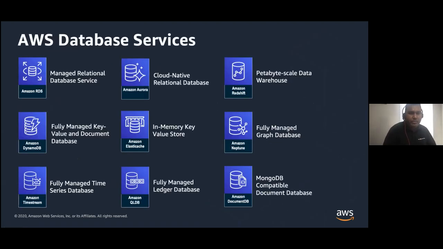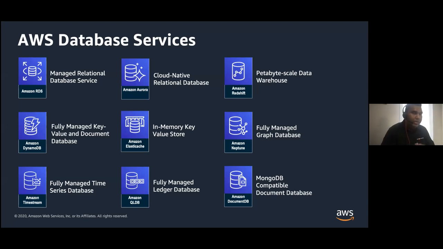So, AWS database services. As you may know already, there are quite a few AWS database services. There are the managed relational database services. There are also cloud native relational database services, so I'll go over the difference between the two. The petabyte scale data warehouse is mostly for data warehousing and how you can scale up to petabytes in seconds, in minutes. Then there's also the fully managed key value and document database, which is Amazon DynamoDB. Then we also offer an in-memory key value store with Amazon ElastiCache.